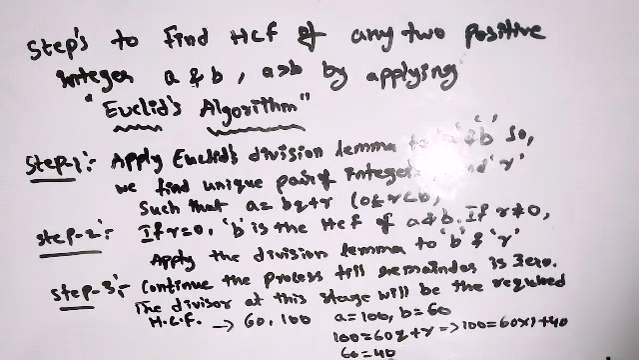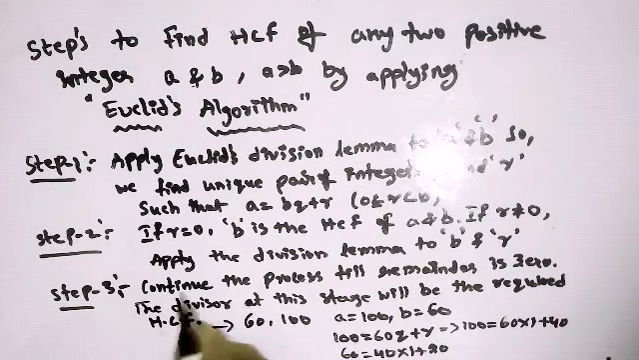Again, there exist Q and R. Let me check. In 40's table, 60: 40 times 1 is 40, and the remaining is 20, right? If I apply it, I get again Q as 1 and R as 20. Then what is in the next step?